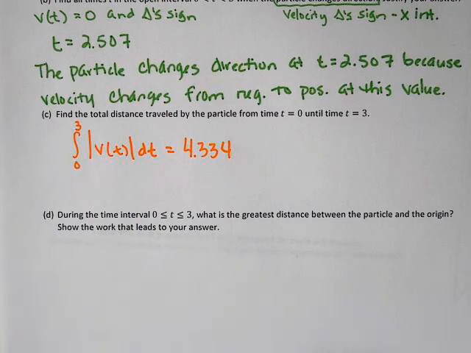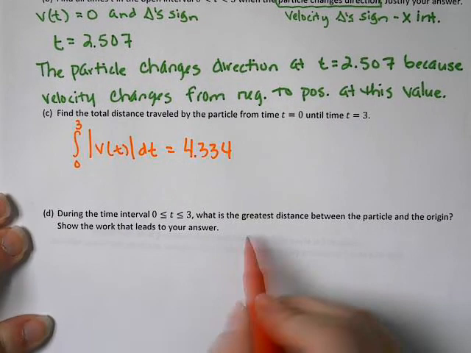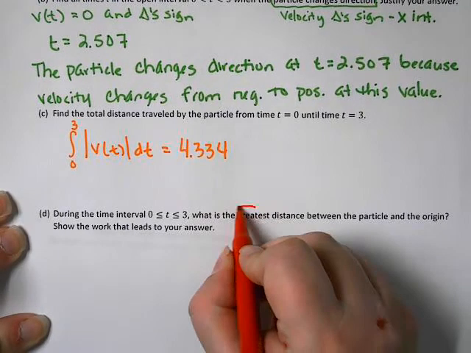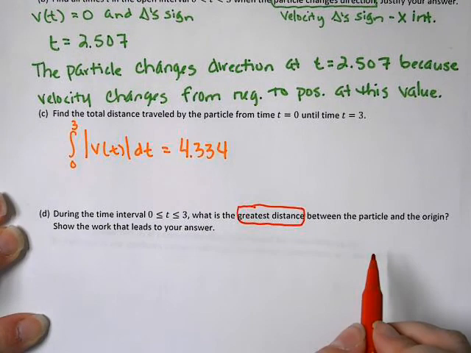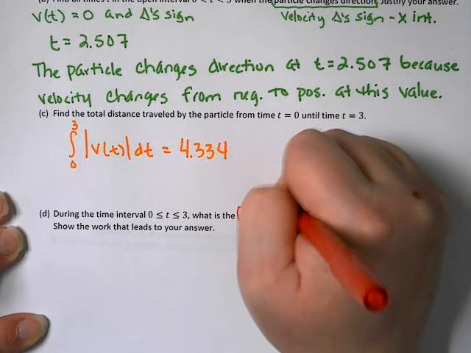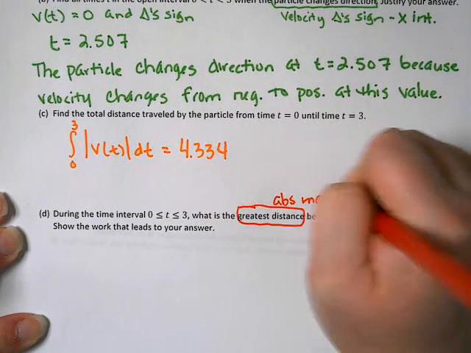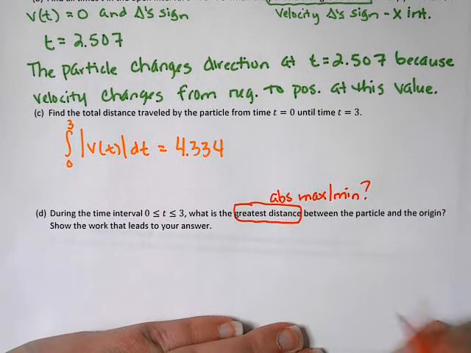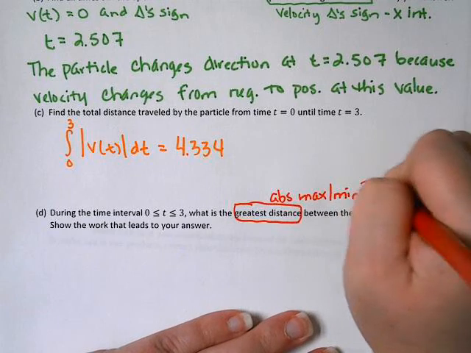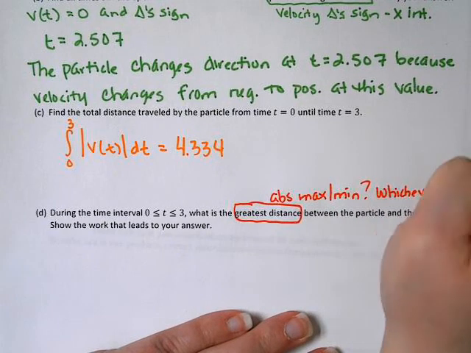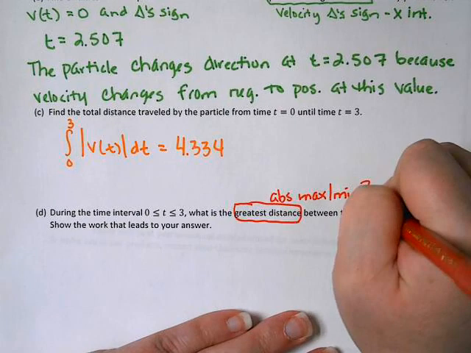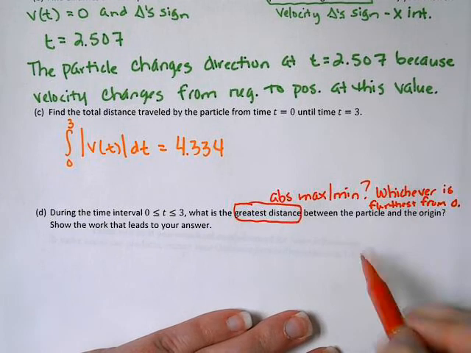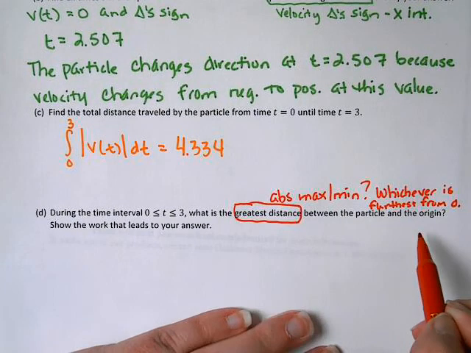During the time from 0 to 3, what is the greatest distance between the particle and the origin? Show the work that leads to your answer. If it's asking for the greatest distance between the particle and the origin, that's really just a fancy way of saying what is the absolute max or min. And really we're going to pick the one that's furthest from 0, because we want the distance from the particle to the origin to be the greatest.